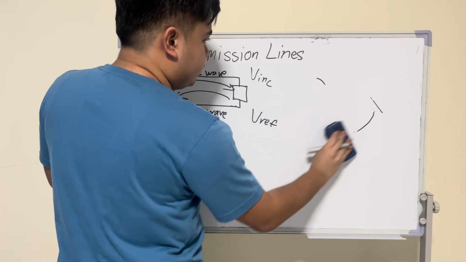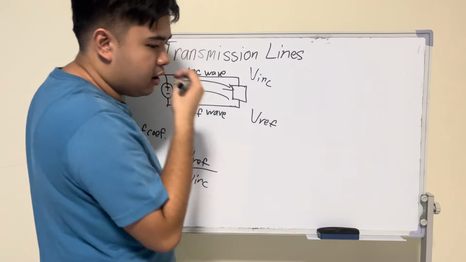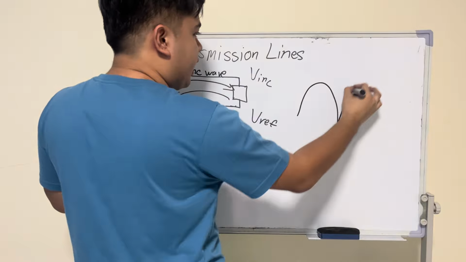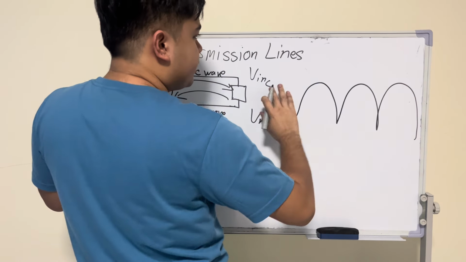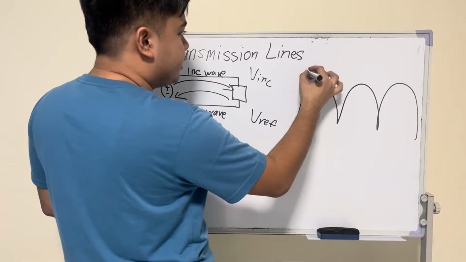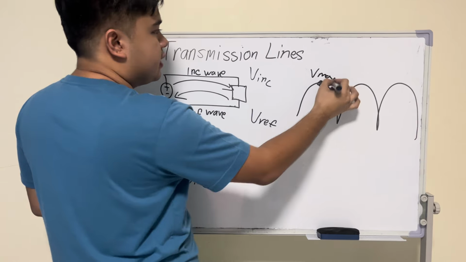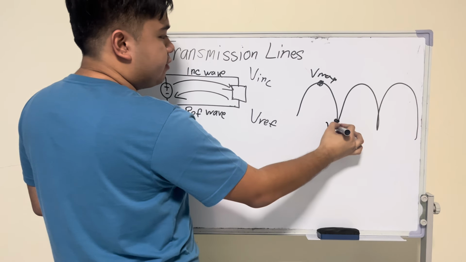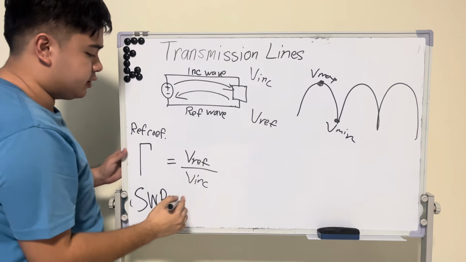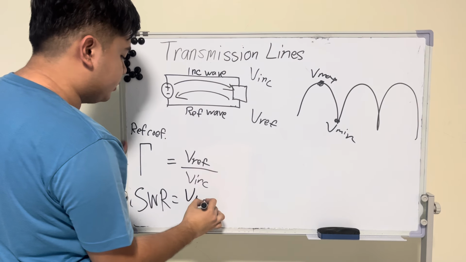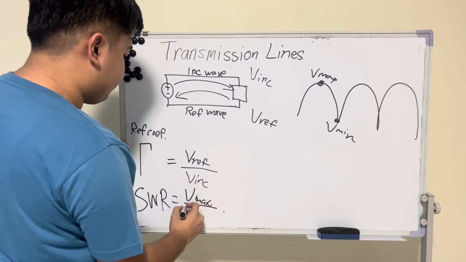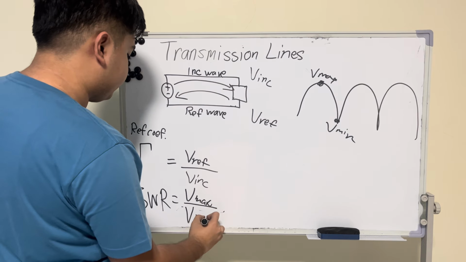And the amplitude of said standing wave may look something like this. Right? This is the magnitude of the amplitude of the standing wave. This, the peak, we call this V max, and the valleys, we call that V min. And the standing wave ratio is actually the ratio between the maximum amplitude of the standing wave divided by the minimum amplitude of the standing wave.